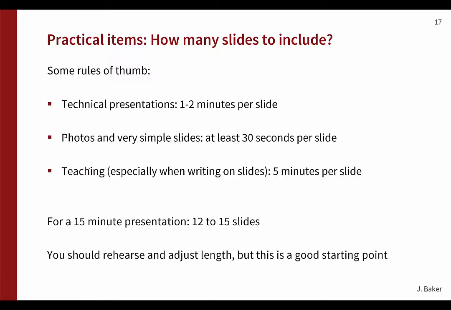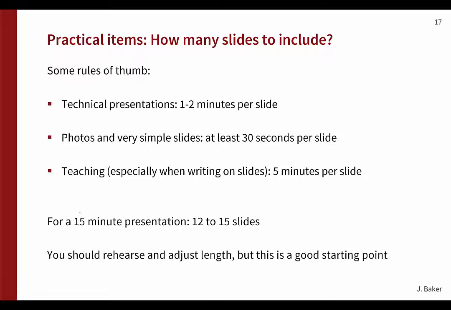I wouldn't just put together a 15-slide presentation and then show up cold to give it. Rehearse it, try to talk it through in real time and see how you did compared to your time limit, and then adjust it. So I'd say that should get you in the neighborhood, but you're not going to be guaranteed to be right on the spot just because you followed these rules of thumb.